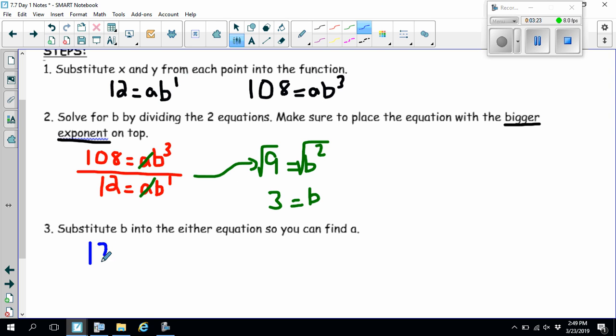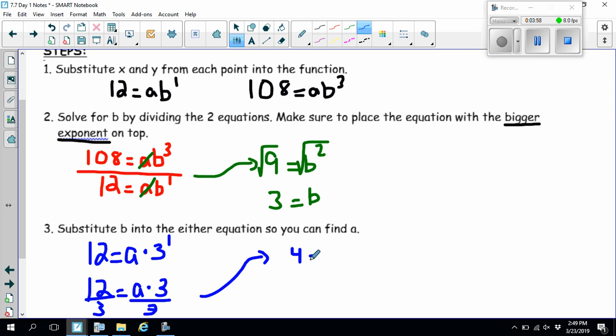So we get 12 equals a times, now remember we plugged 3 in for b, to the first. Well, we know 3 to the first just gives us 3, so we just have 12 equals a times 3. And remember, because we're trying to solve for a, we're going to get rid of that 3 by dividing both sides by it. So I divide both sides by 3. And so when I do that, I get 4 as my a value.